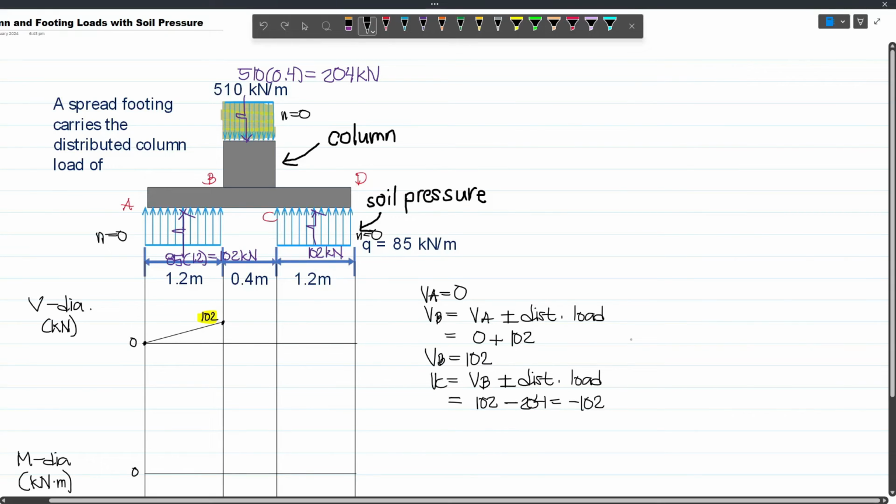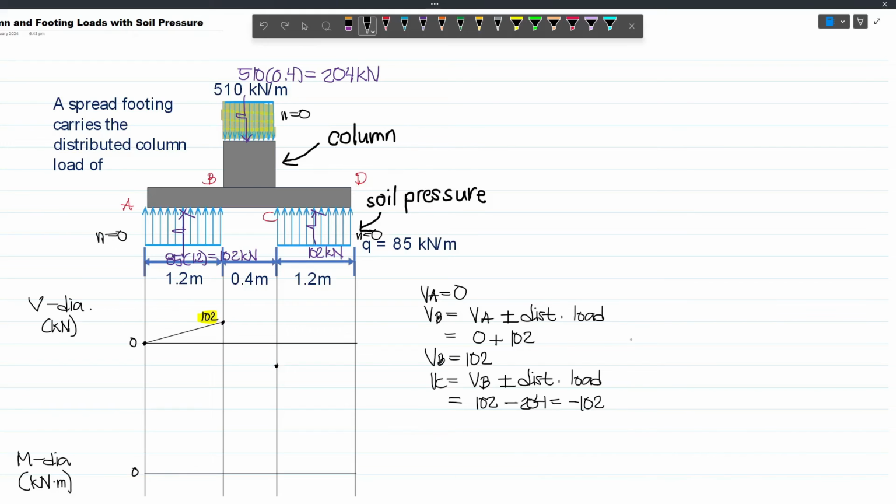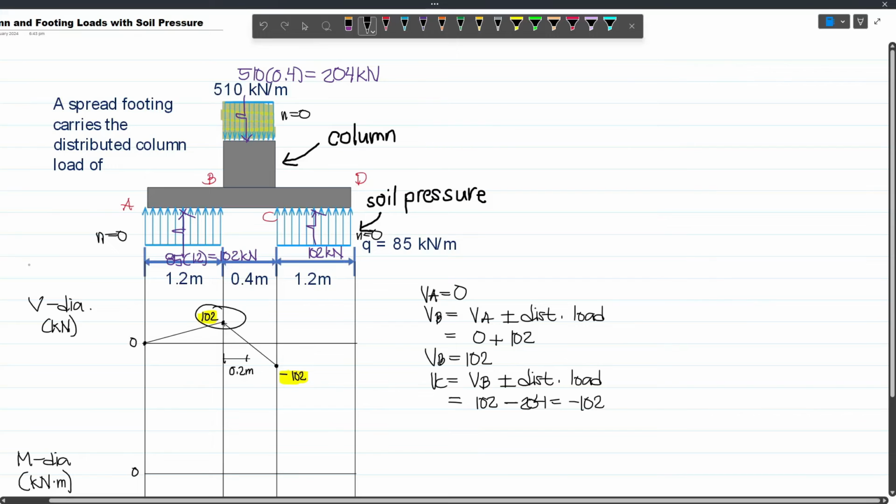From here, we will move down, let's say to here. So this will be negative 102. Our connecting line will still be a straight line. Since this is 102 and this is also 102, we can just say that this distance is 0.2 meters, or half of 0.4, because they are equal. So this is also 0.2 meters.